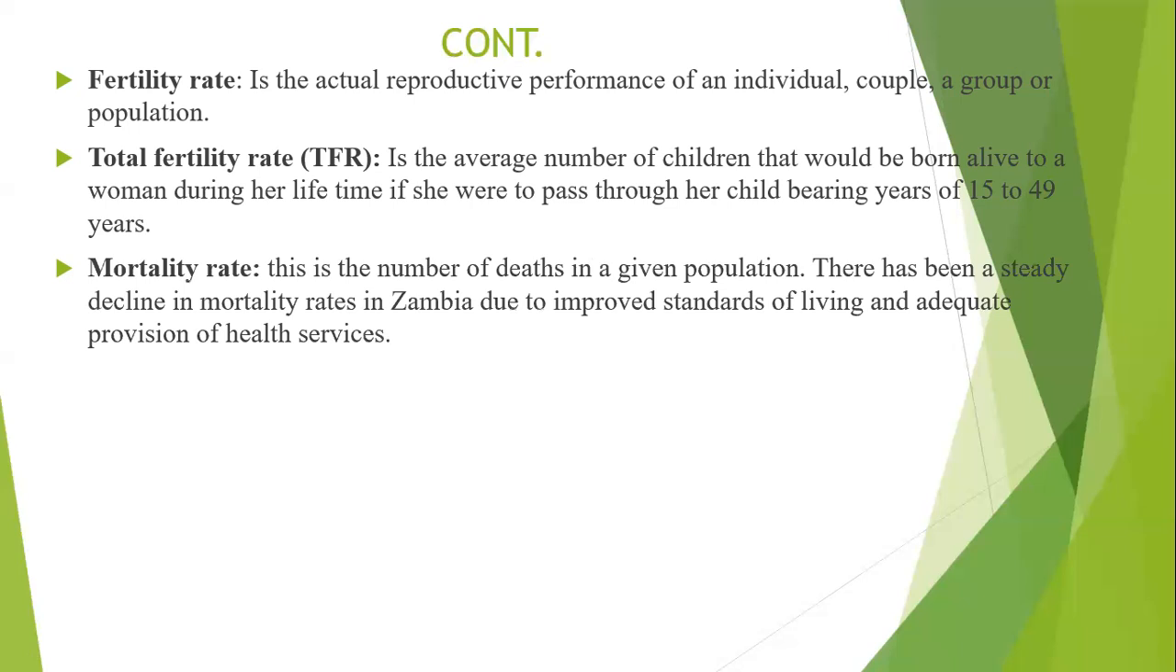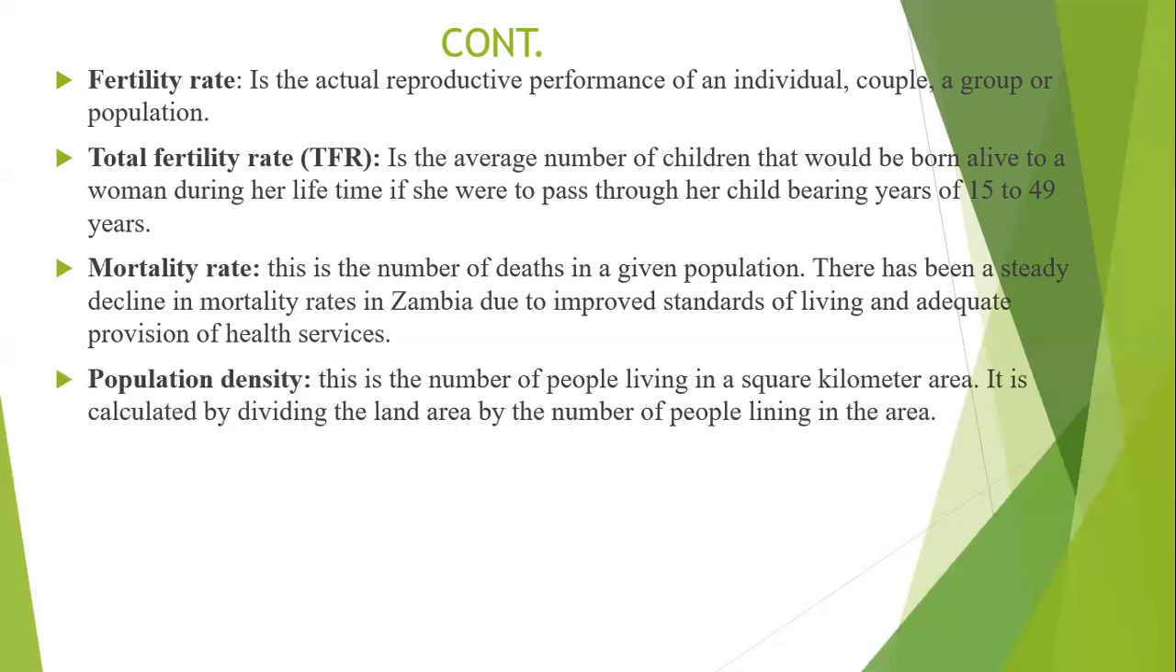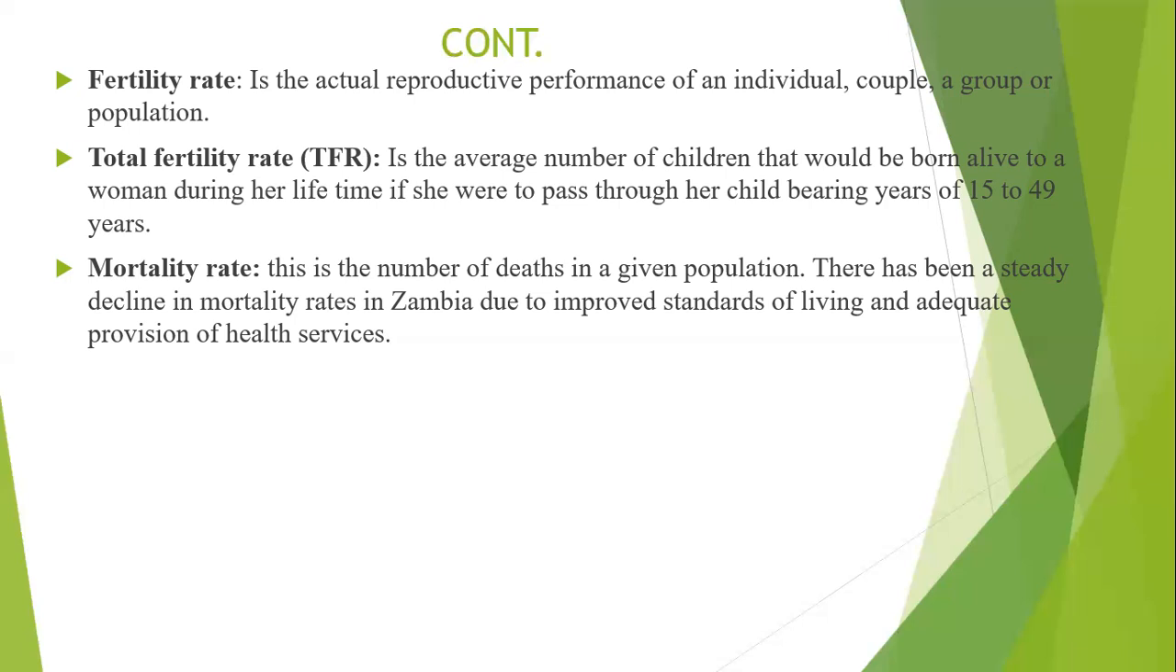Now, mortality rate. This is the number of deaths in a given population. There has been a steady decline in mortality rates in Zambia, for example, due to improved standards of living and adequate provision of health services. Today, people in Zambia are able to live a little bit longer than they used to in the past. Why? Because there is improved standards of living and adequate provision of health services. So today, Zambia's life expectancy is standing at 64 years.